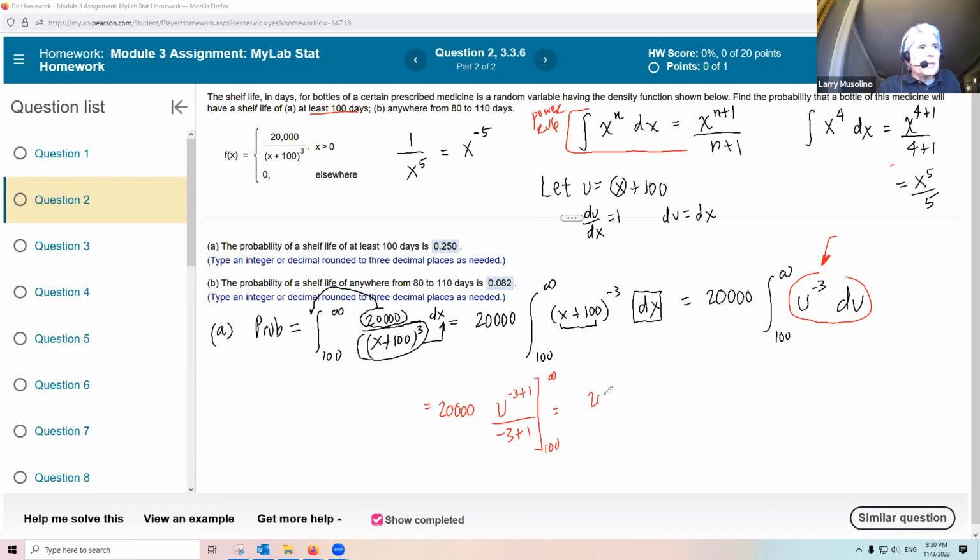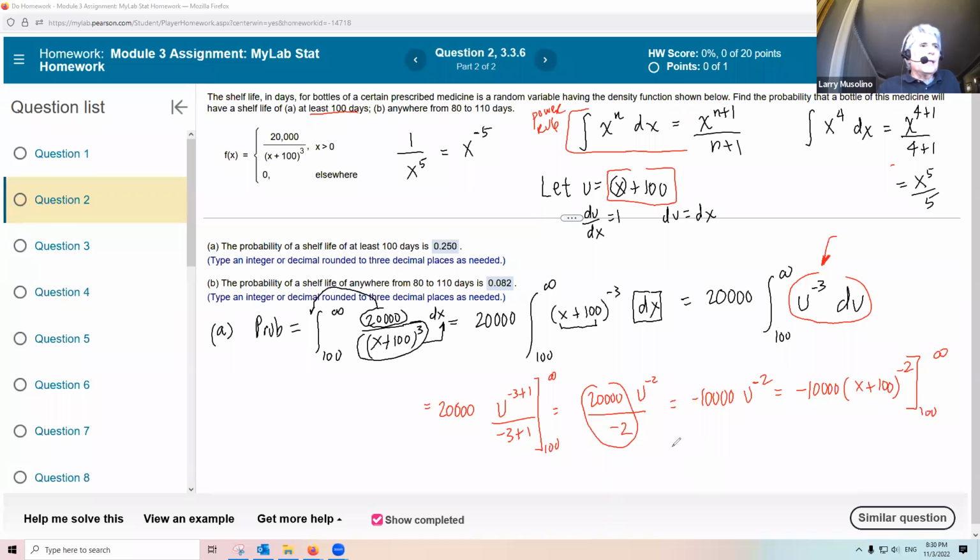So this is going to be 20,000 u to the -2 over -2. But 20,000 over -2 is -10,000 u to the -2. Well, I just used u as a temporary substitution. Let me go back and replace u with x plus 100. So really this integral worked out to be -10,000 (x plus 100) to the -2. And of course, I'm going to be evaluating this from 100 to infinity.